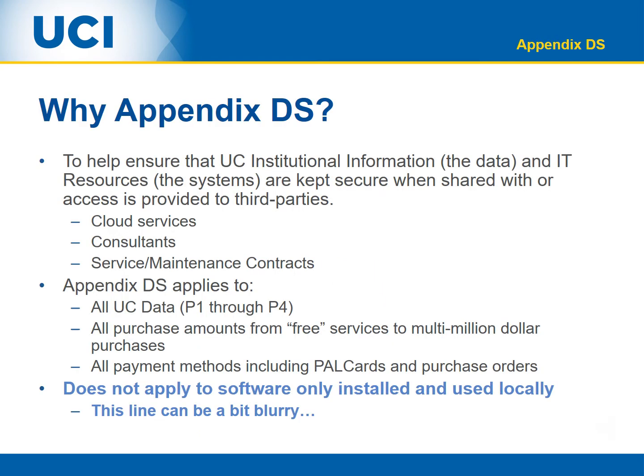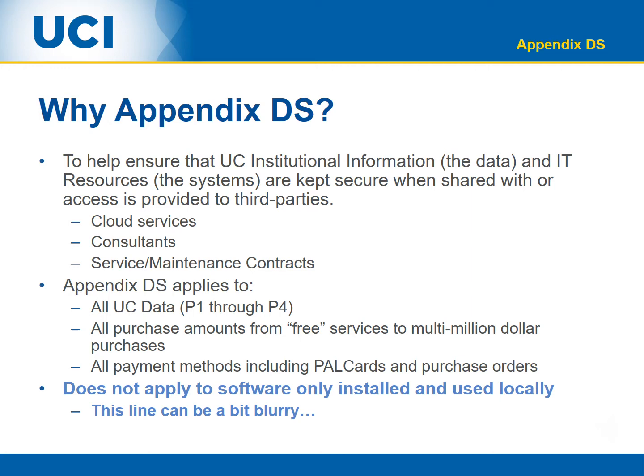So the first question is, why do we have Appendix DS in the first place? And that's really our primary contractual tool to make sure that UC data and systems are kept secure whenever we're sharing information or providing access to third parties. And primarily that is usually cloud services, software as a service out into the cloud, that sort of thing. But it can also apply to any consultants that we might hire, or even service and maintenance contracts of people coming onto campus and performing IT services for us.